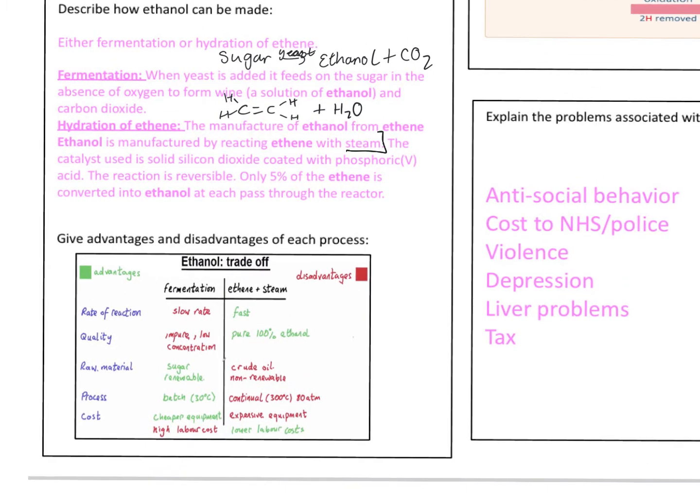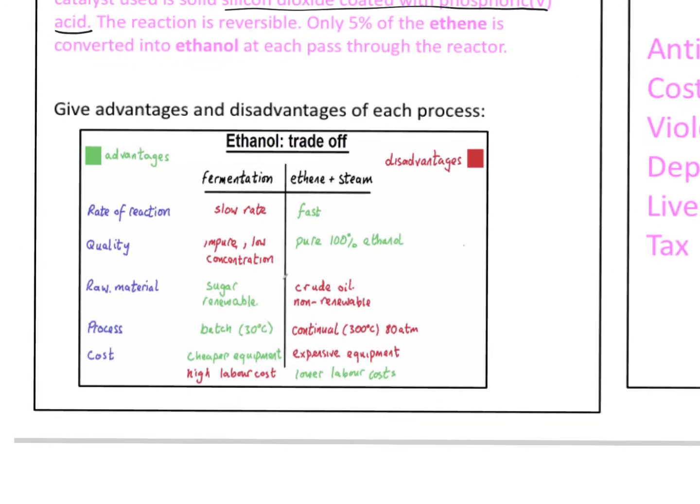They use steam. Steam is just a form of water, it's just water in a gas form. You need quite an expensive catalyst, and it's quite slow, and only 5% is converted. Kind of looking at the advantages and disadvantages.